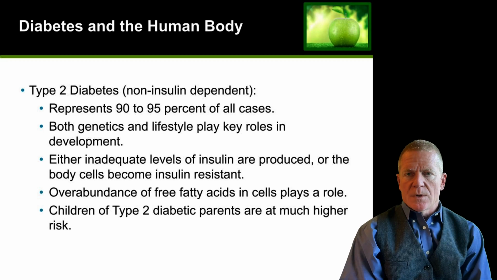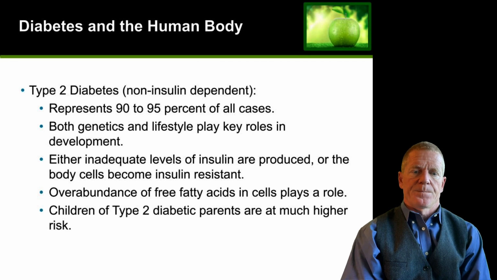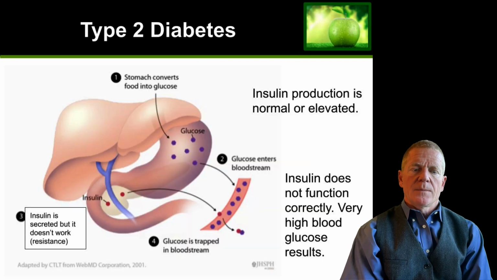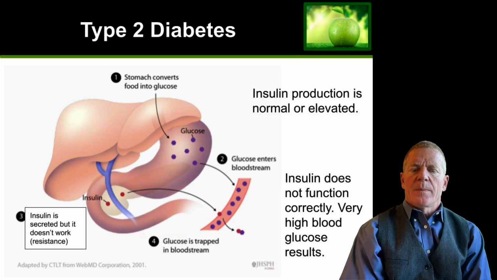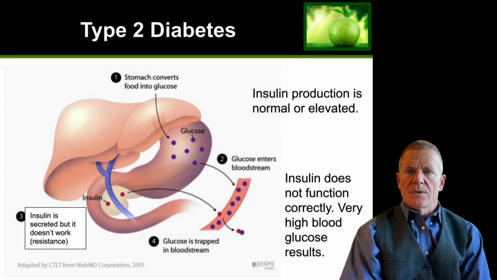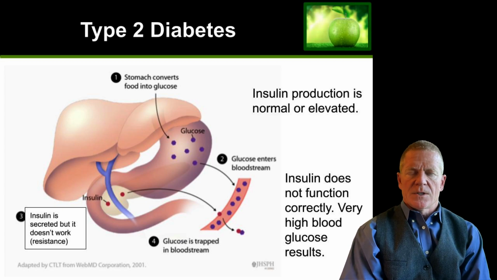If type 2 diabetes is in your family, you are at much greater risk of type 2 diabetes yourself later in life. Here's a diagram showing what's going on with type 2 diabetes. When glucose is ingested and in the stomach, it starts to enter the bloodstream. The pancreas responds by producing insulin. However, glucose becomes trapped in the bloodstream because that insulin is not functioning correctly.